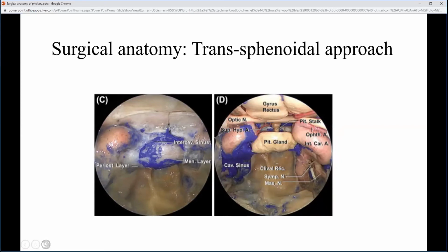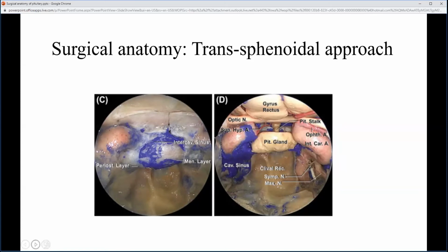Here we see the sella, the posterior wall of the sphenoidal cavity. Once a part of the posterior wall has been removed, layer by layer, we see the meningeal layer, the periosteal layer, and the anterior part of the intercavernous sinus, and then just posterior to this, we have direct access to the pituitary gland, as you can see on the right.